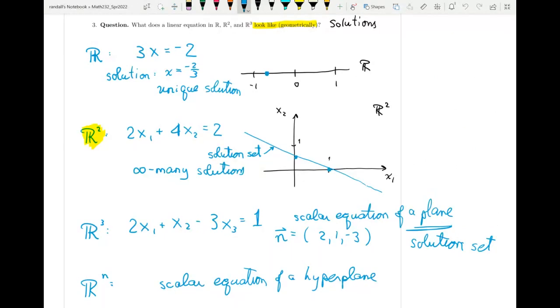And in R3, this plane also has infinitely many solutions. I should write this down because it is going to be an issue for us to discern whether an equation or system of equations has many solutions or not. They don't have to have any solutions, as we'll see below with systems of equations. So going back to the 2 variable case, its solution set is a line.